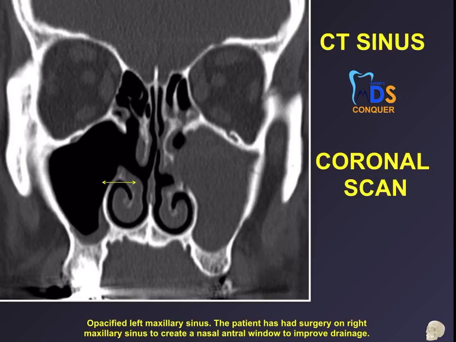The patient has had a surgery on the right sinus to create a nasoantral window to improve the drainage. So here they have created a window in order to get the drainage. And when compared to one side, as I said, first you have to look for asymmetry. If you see the coronal scan here, on the left side the patient is having an opacified maxillary sinus, that means hyperdense. It is not black, so the density of the sinus has increased. So like that you have to differentiate one side from the other.